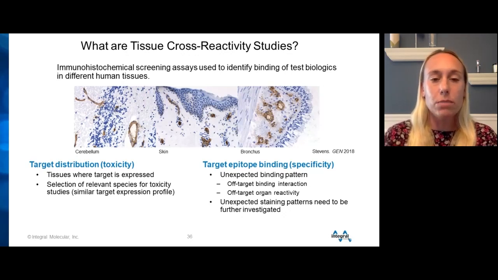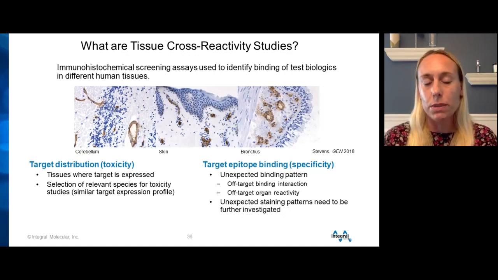And here, unexpected binding patterns could be due to off-target binding interaction, or it could also be due to off-target tissue or organ reactivity. And in these cases, the unexpected staining patterns really need to be investigated further to try to differentiate if the unexpected staining is due to an off-target or just a tissue where you weren't expecting to see staining.